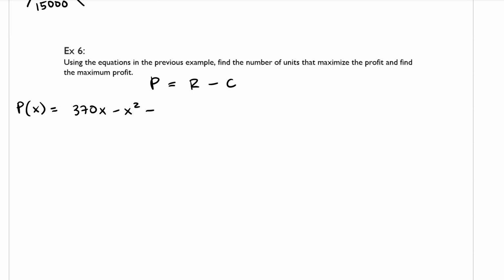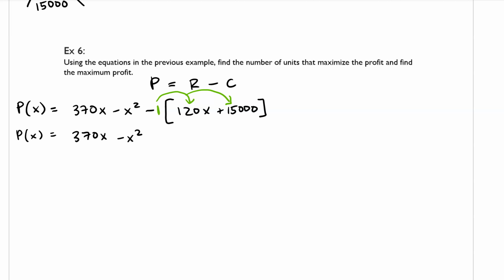So our profit function is equal to our revenue function, which is 370x minus x squared, minus the cost function, which is 120x plus 15,000. Okay, so now we want to simplify and combine any like terms for our profit function. It might be helpful if you think that there is a -1 outside the brackets. I'm going to go ahead and distribute to both of those terms. So we get 370x minus x squared minus 120x minus 15,000.